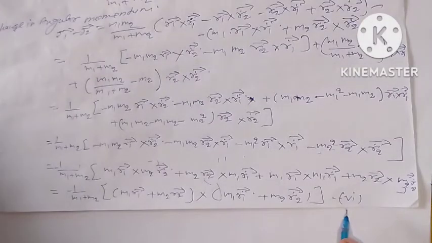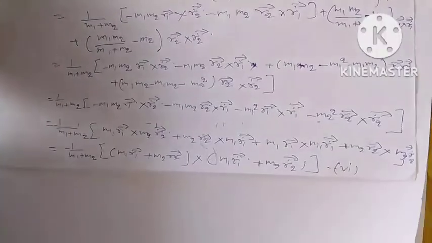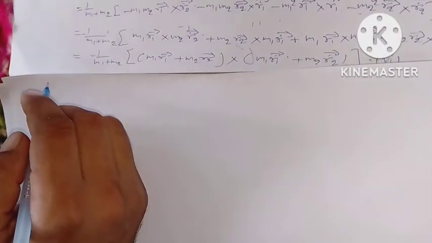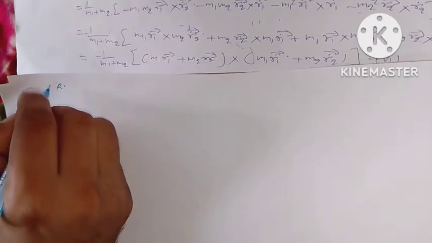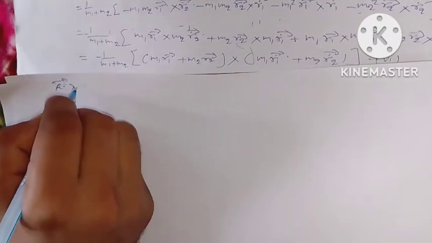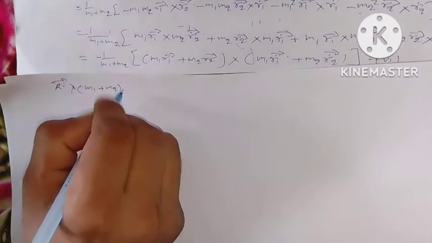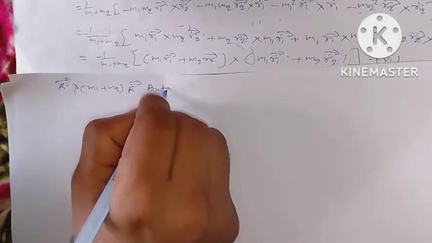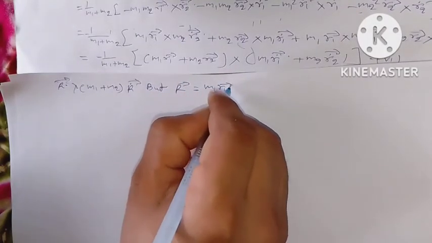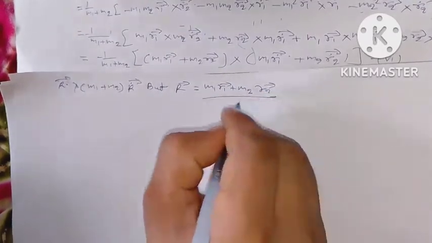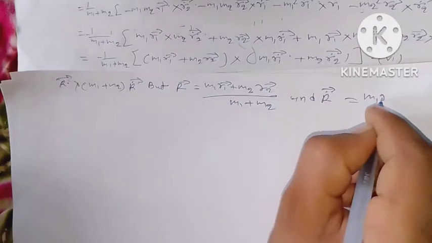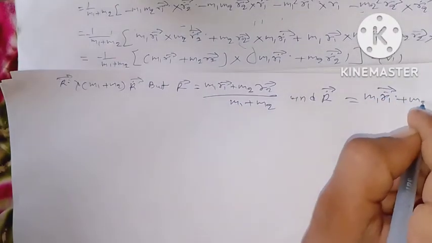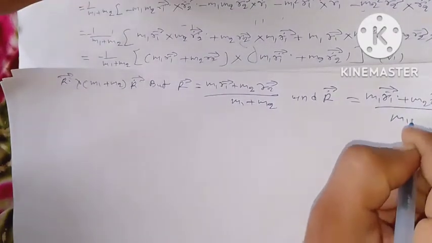The angular momentum of center of mass is given by vector R cross M1 plus M2 derivative of R vector, but vector R equals M1 R1 vector plus M2 R2 vector upon M1 plus M2, and derivative of R vector equals M1 derivative of R1 vector plus M2 derivative of R2 vector upon M1 plus M2.